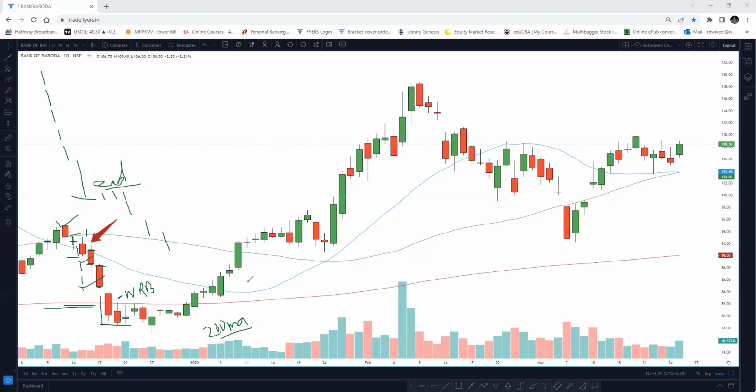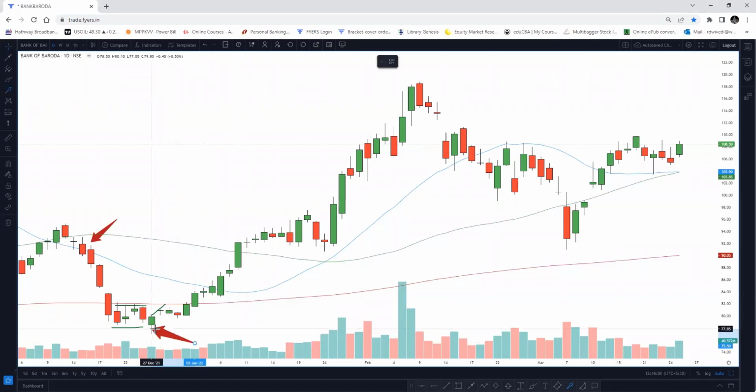Let me just clean this up. So what has happened after this minus WRB here? We have consolidation for a few days, and then we have a bar here which took out the low of the support which this consolidation has created, and that makes this bar a very important bar here.